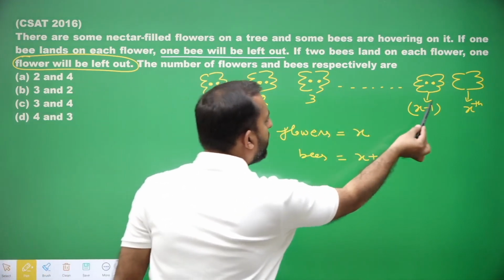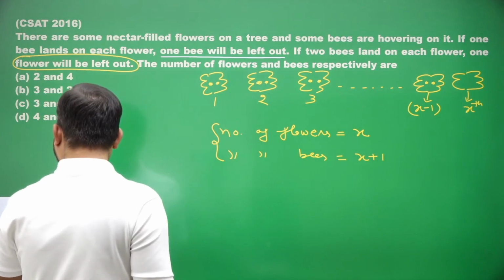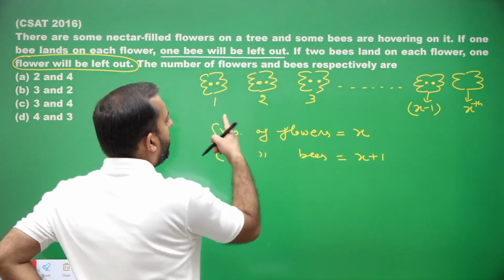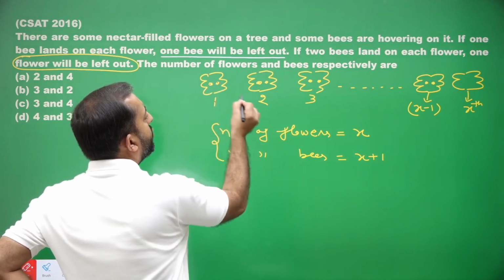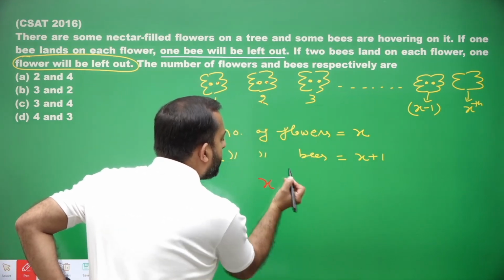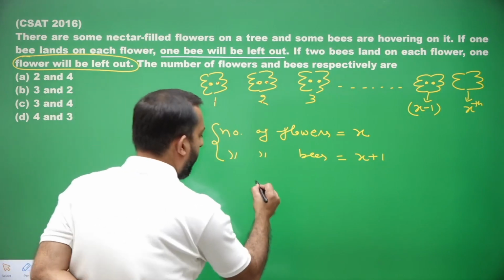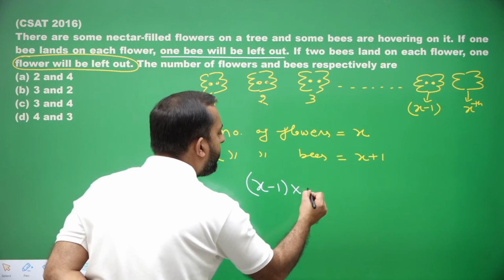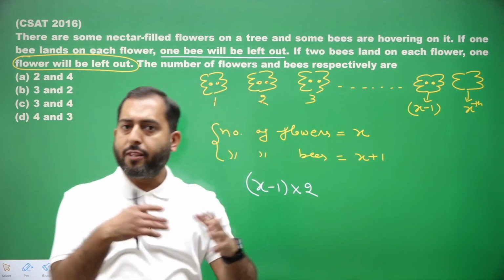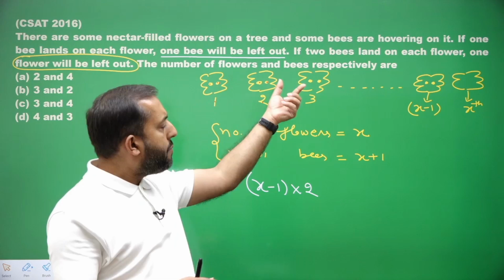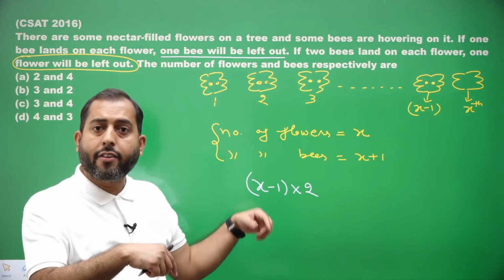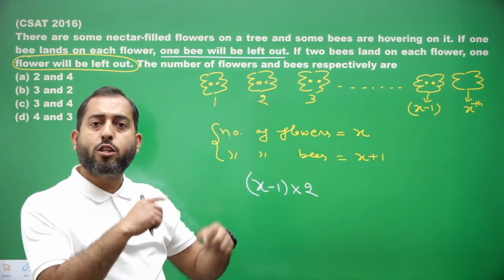Let's talk about what we can draw from statement number 2. On flower number 1 we are having 2 bees. On flower number 2 we are having 2 bees. So there are x minus 1 flowers, and on every flower we are having 2 bees. The xth flower is without any bee. So x minus 1 is the number of remaining flowers, and in every flower there are 2 bees. So the total bees should be x minus 1 into 2.